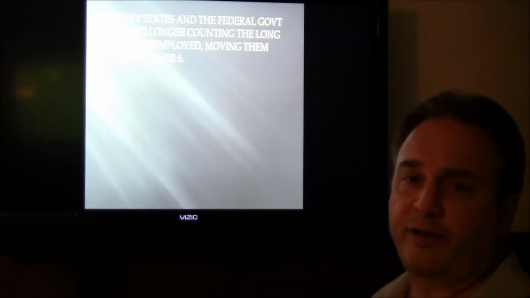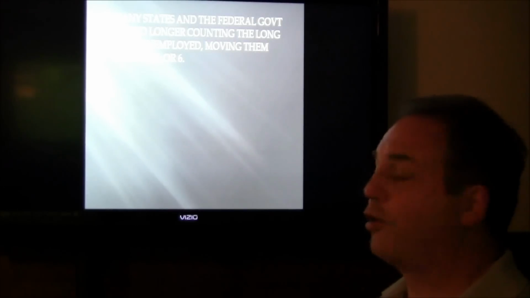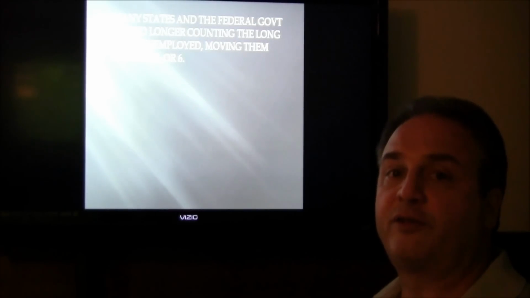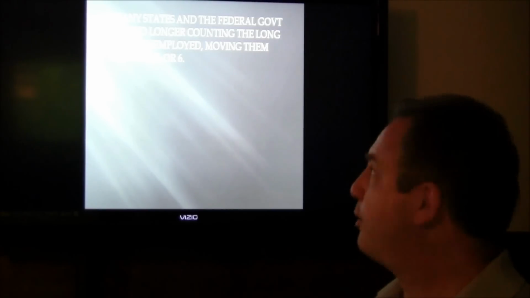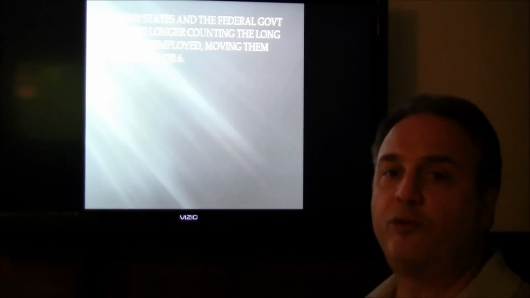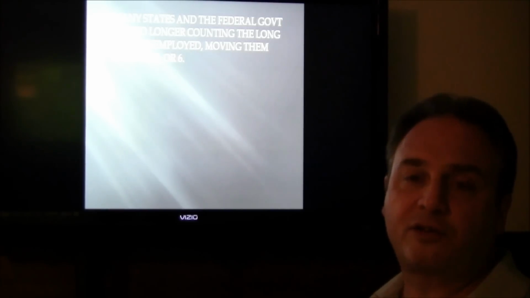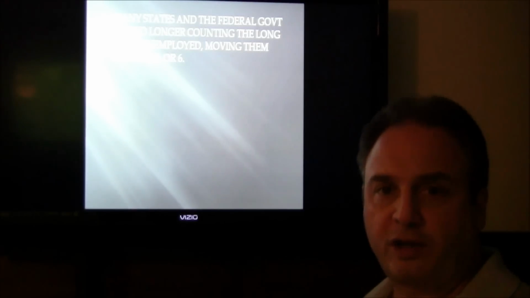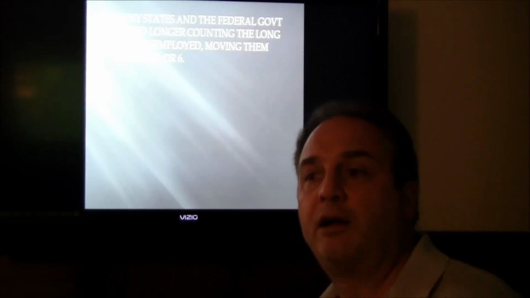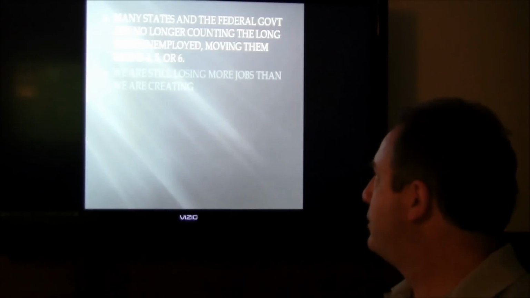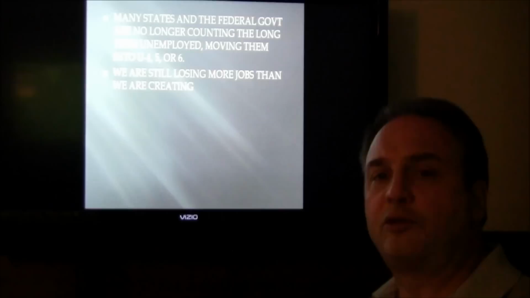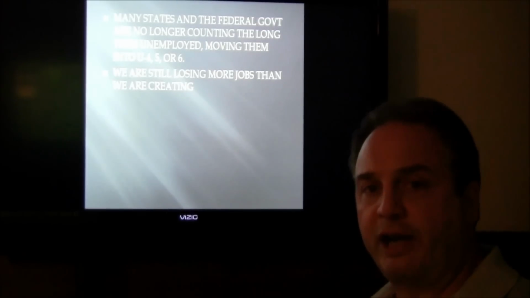Now, many states and the federal government are no longer counting long-term unemployed, especially if your benefits have expired. You're just not counted. As far as I can tell, they move you into U5 or U4 or U6, and now they just look at the U3 number and publish that. But as far as I can tell, you're still unemployed, aren't you? And we are still losing more jobs than we are creating.